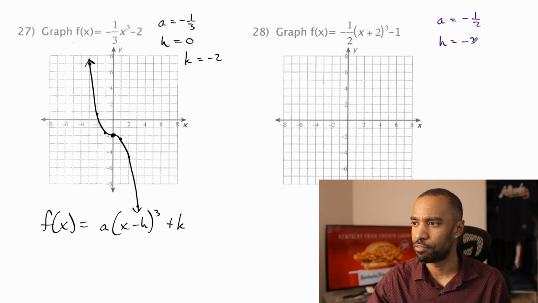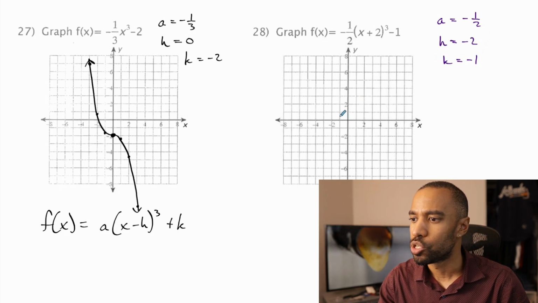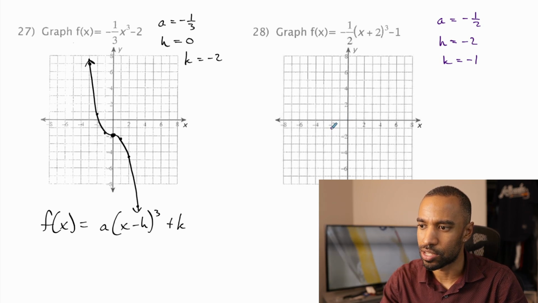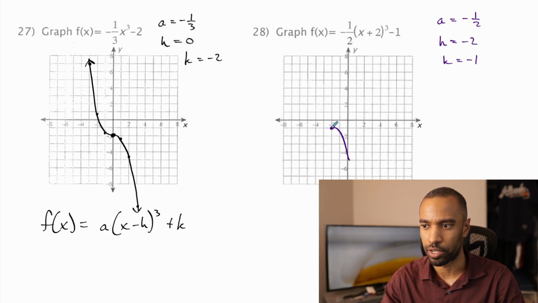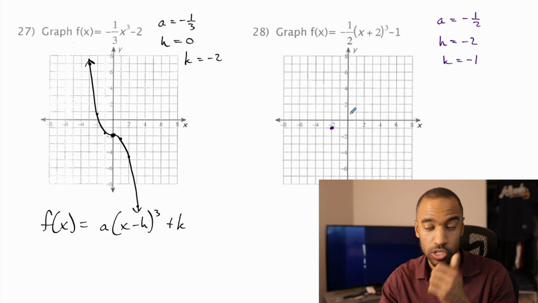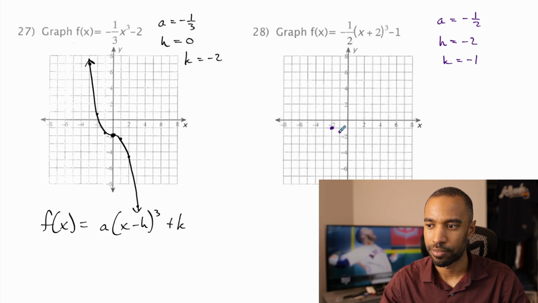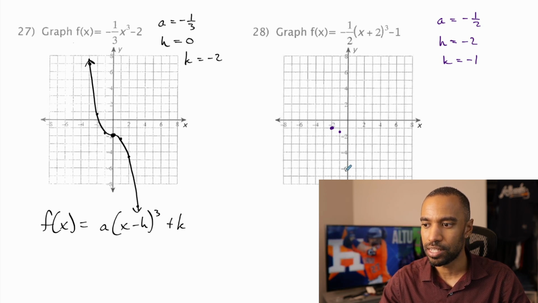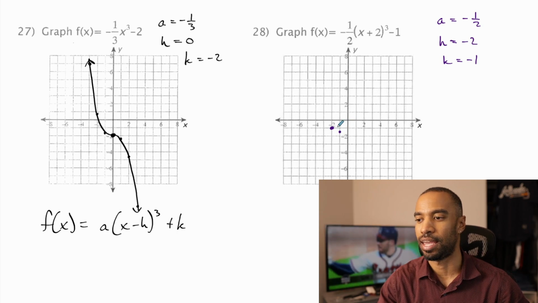Our h is negative 2. Remember, opposite of. And our k is negative 1. It seems like we're always translating downward. So negative 2, negative 1 is our center. That's where we're going to go right there. A being negative 1/2, remember, reflect over the x-axis, so we're going to go this way. And the 1/2 means we'll divide our values by 2. So instead of 1, 1, let's go 1, 1/2. Instead of 2, 8, let's go 2, 4, half of 8.